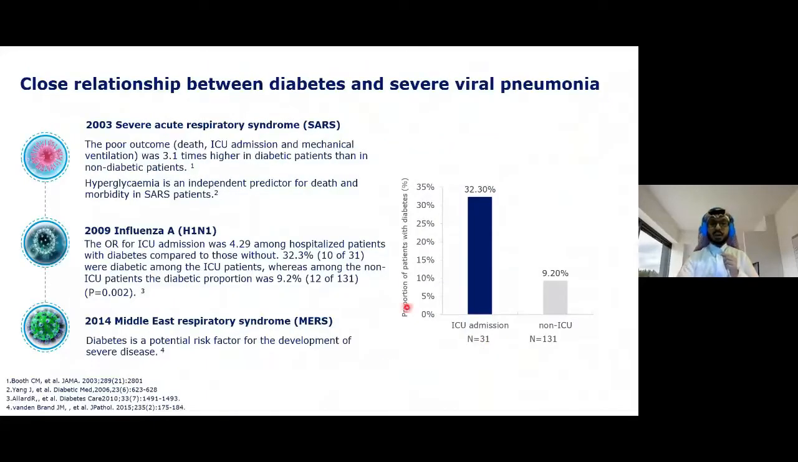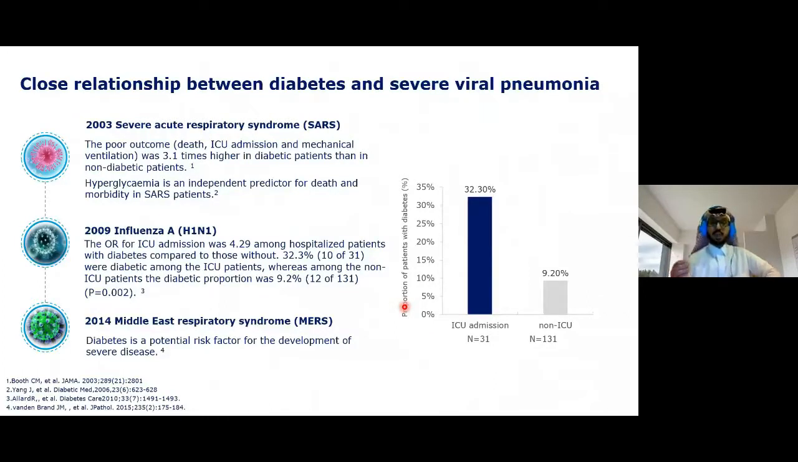So again, there is a close relation between diabetes and severe viral illness in general, like SARS. As you know, SARS is severe acute respiratory syndrome. We had it in previous years, and they found that hyperglycemia is an independent predictive factor for death and mortality in those patients with SARS. Let us see H1N1.